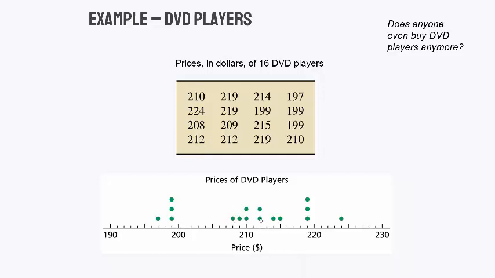$212, I put a dot. $219, I put a dot. Another $219, I put another dot above it. $209, I put a dot. $212, there was already a value there, so I'm going to put a dot above it. And you just fill it out this way. And this is just another way to represent or to visually display the data.